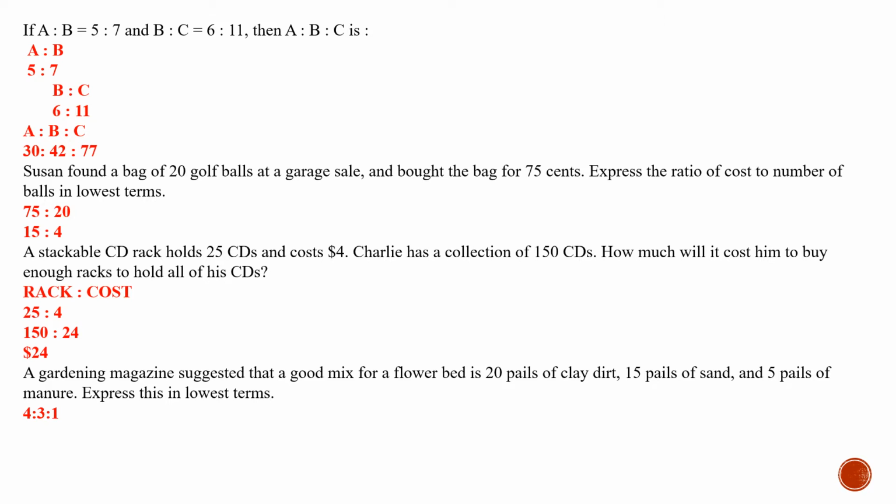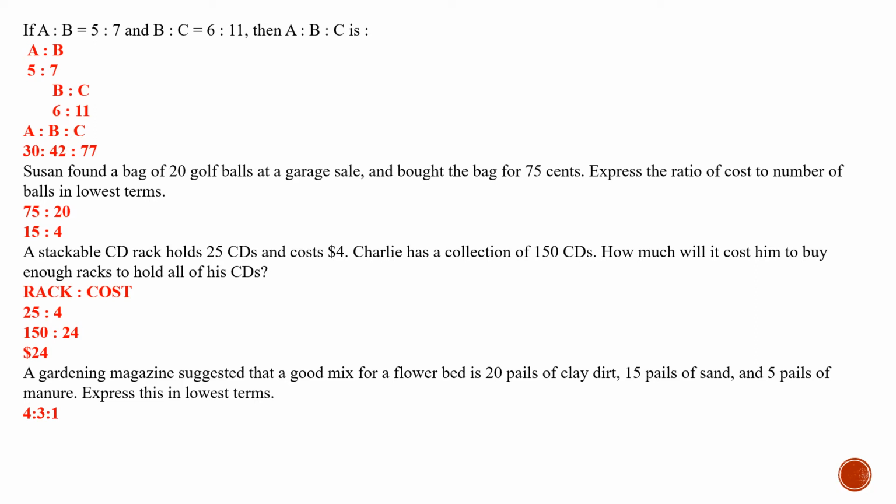You'll get 42. If you multiply the 7 by 6, you have to also multiply the left by 6, which is 5 times 6. You understand? You'll get 30. So whatever you do to the left, you have to do to the right. If you look at B and C, what have you done to B? 6 times 7, right? So you have to multiply C by 7. That's how you get 77. What you do to the left, you have to do to the right.